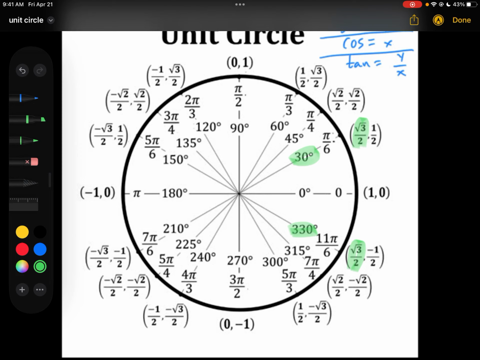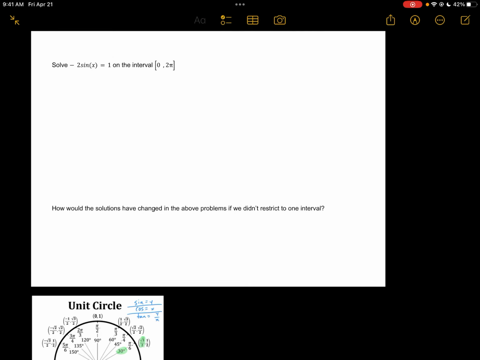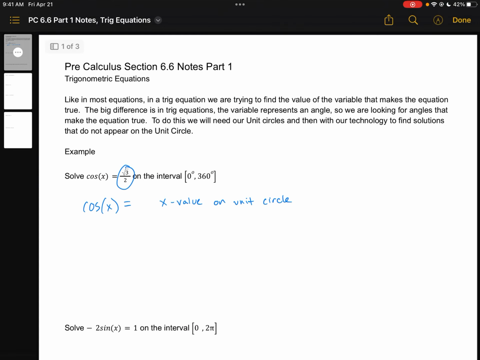We do see it come up negative, and that does not work. I'll put it in red because this is not part of our answer. Negative root 3 over 2 does not work at 150 and 210. So the answer to this question is 30 degrees and 330 degrees. Those are the two places where we see that cosine is equal to root 3 over 2.